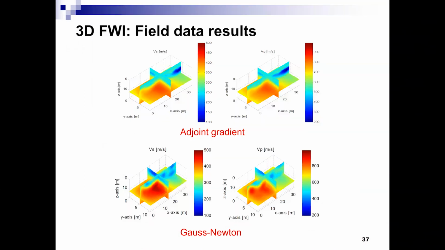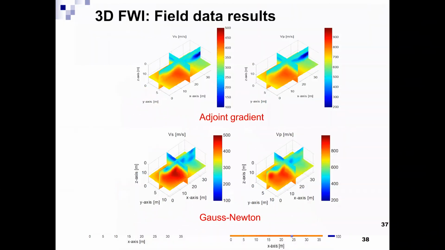All right, this is the 3D result. Soft material on the top, limestone at the bottom. We have a shallow limestone here, and then some low velocity zone near the chimney. Adjoint method and Gauss-Newton method both work well in this case. I would say the results are very similar.